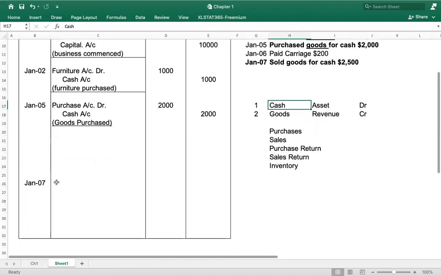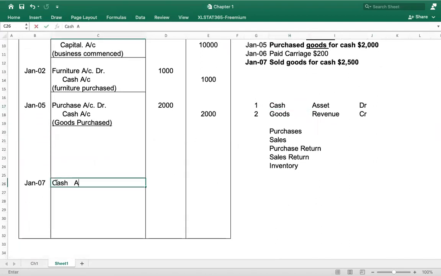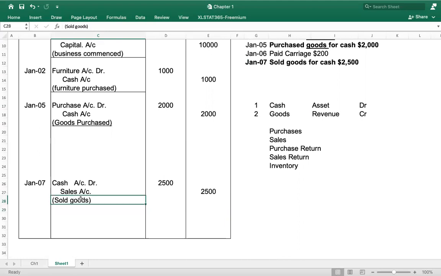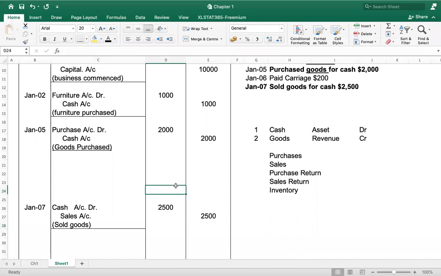So now tell me, first debit item is asset, right? Cash is asset, so I will write cash. So cash account debit, tell me the amount. 2,500. Now I will record credit item. Tell me, what should I write? You have to write sales. This nickname I will use, sales account, 2500. And narration is what? Sold goods. Narration is over. Okay, understood my point?